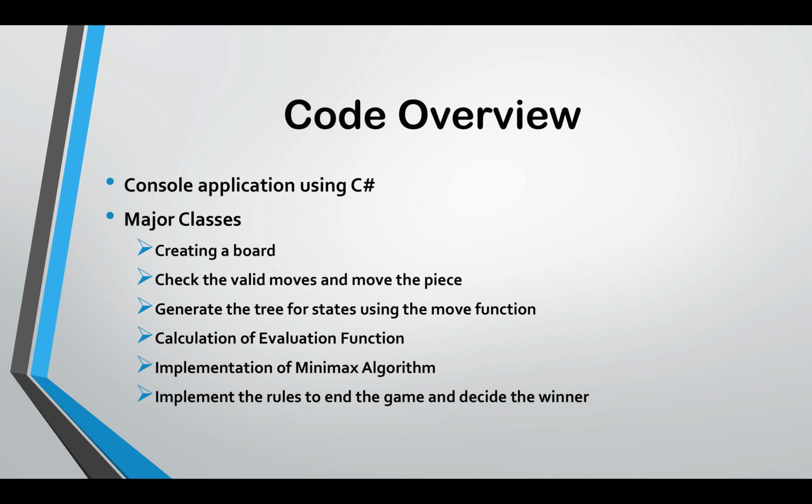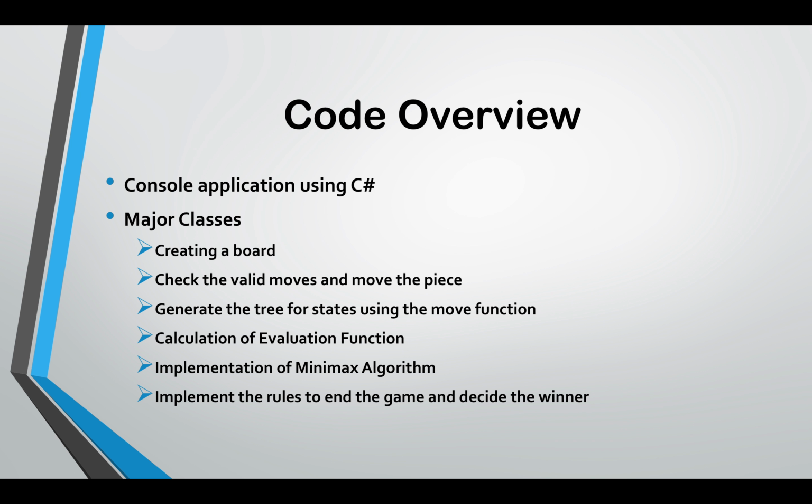Right now we have kept the depth of the tree as only 2. So only till that state we are generating the child nodes. So this is for the tree generation. The next class is for the calculation of the evaluation function, which calculates the evaluation function for the Minimax algorithm, on the basis of which we select the moves for the computer. The next class is for the implementation of the Minimax algorithm.